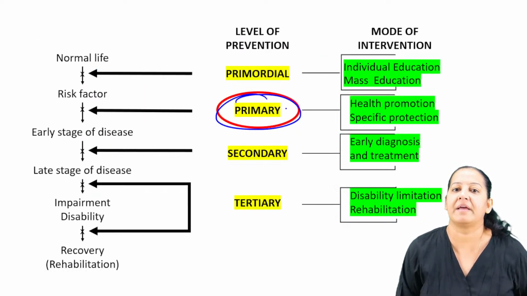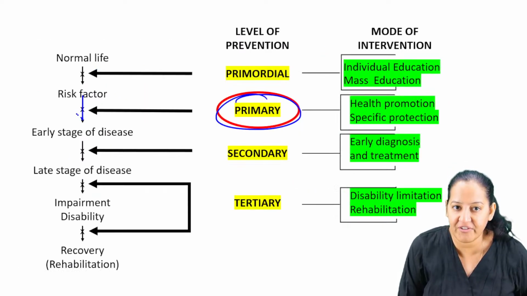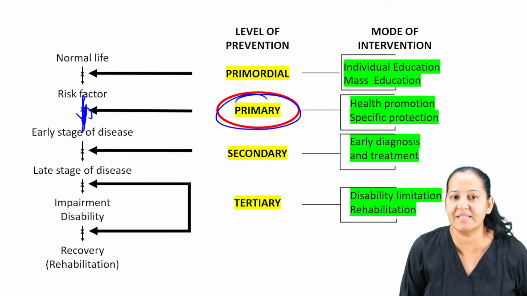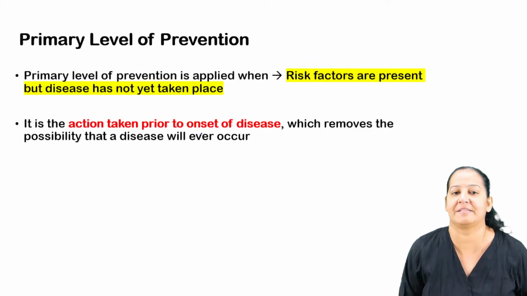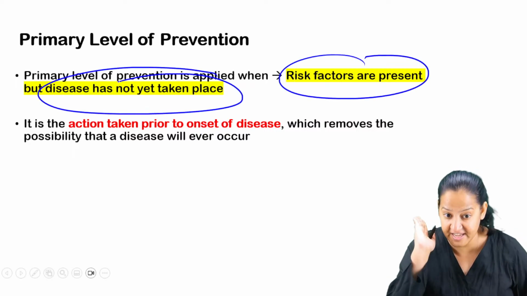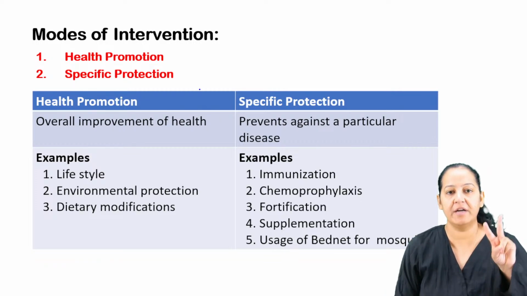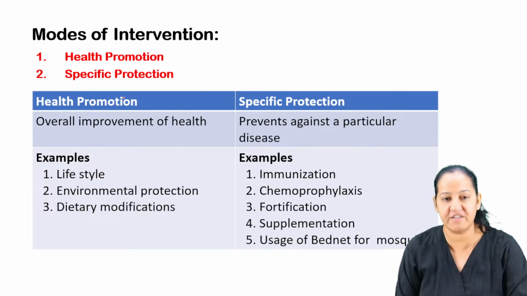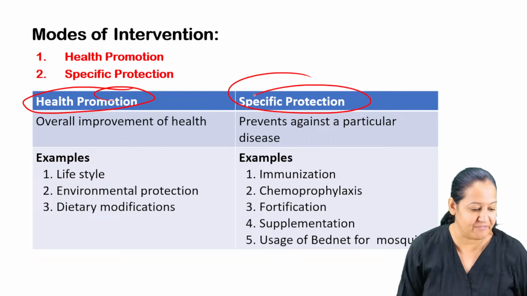Okay, coming to the primary. In the primary, the action is taken after risk factor, but before disease. Risk factor is present, but disease is absent. So risk factors are present, but the disease has not yet taken place, and we are taking the action in between. That is primary. So here two interventions are there. What are the 2 interventions? Health promotion and specific protection.